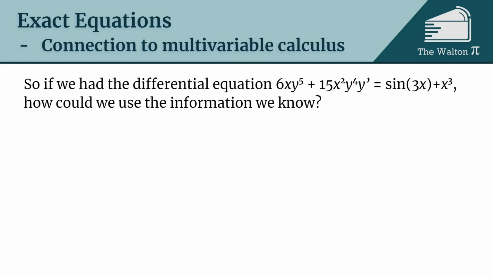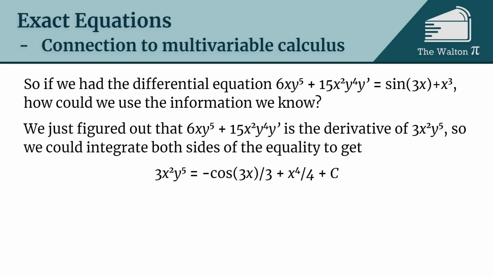So if we had the differential equation 6xy to the fifth plus 15x squared y to the fourth y prime equals sine of 3x plus x cubed, how could we use the information that we know to solve this? Well, we just figured out that 6xy to the fifth plus 15x squared y to the fourth y prime is the derivative of 3x squared y to the fifth. So we could integrate both sides of the equality to get 3x squared y to the fifth is equal to negative cosine of 3x divided by 3 plus x to the fourth divided by 4 plus c.